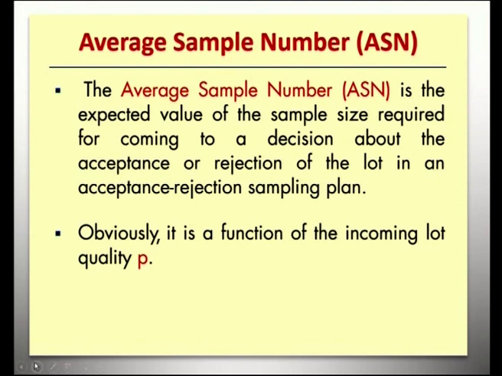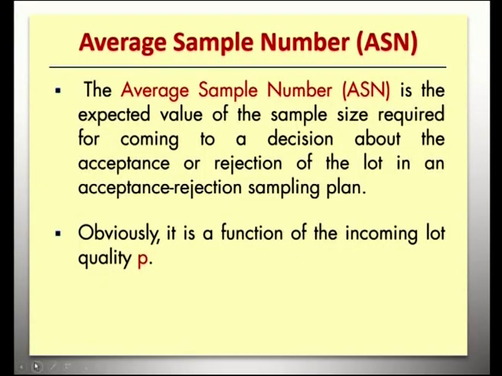Then the next terminology is ASN, that is average sample number. This number is the expected value, the average stands for the expectation. So, it is the expectation of the sample size required for coming to a decision about acceptance or rejection of the lot in an acceptance rejection sampling plan. So, it is kind of an average of the sample size to accept or reject the lots in the single sampling plan. Obviously, it is going to be a function of the incoming lot quality small p.